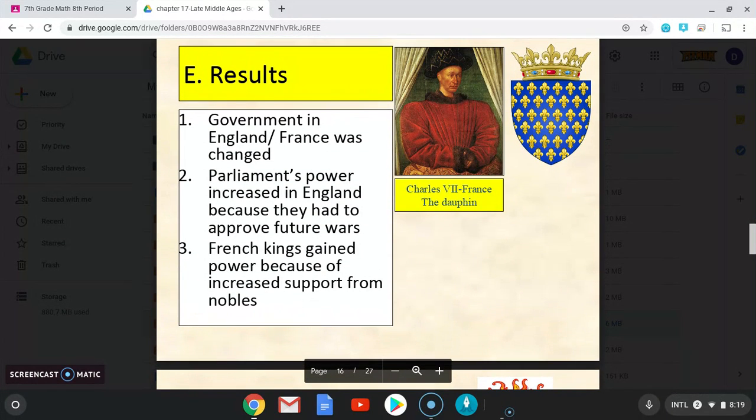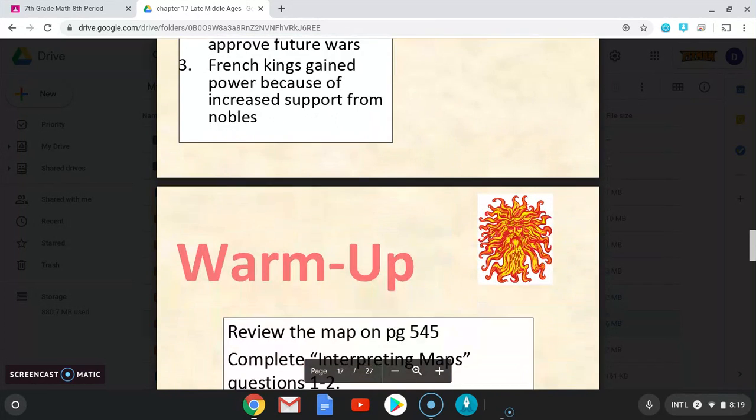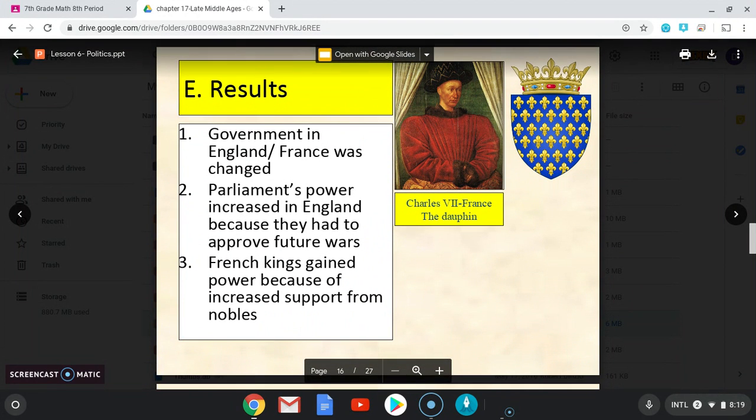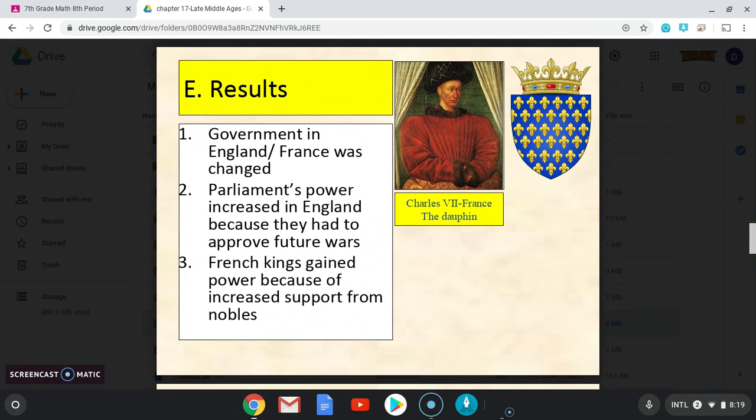End result, the government in both England and France changed. Okay. Parliament's power increases because the king has to go to them to get money to fight the war. So because he's going to them asking for things, they're saying, well, you need to do some stuff for us. So Parliament sort of gains an ability to negotiate with the king more.